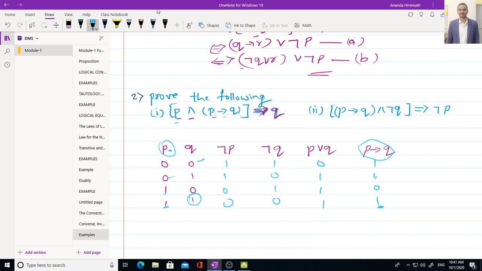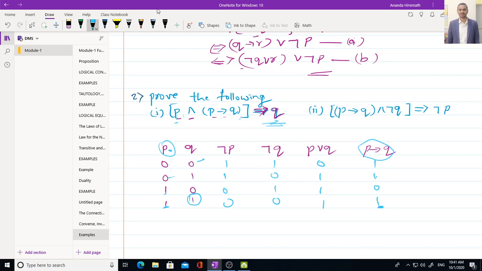Now from the truth table we have proved this first statement. That is, whenever P and P conditional Q both are 1, it implies that Q is 1. You forget about the remaining combinations. You should only concentrate on whenever P and P conditional Q are 1, in that case whether Q is 1 or not. That is the only concern.